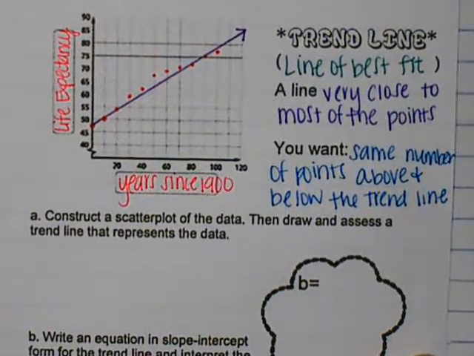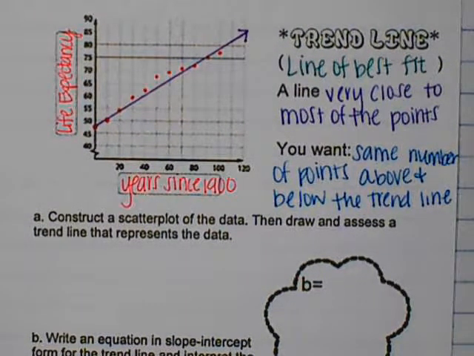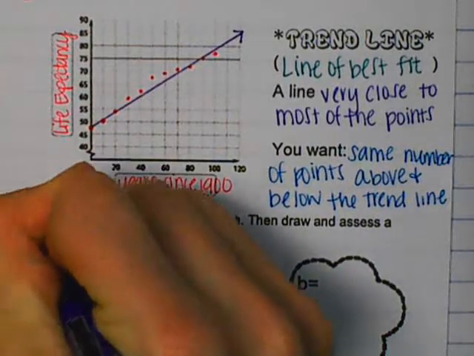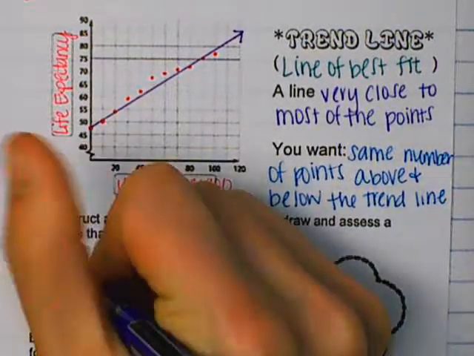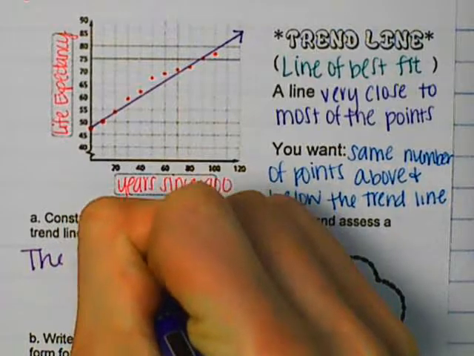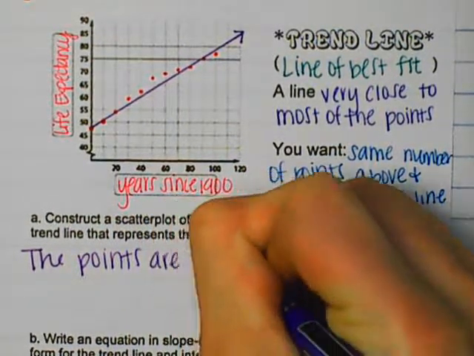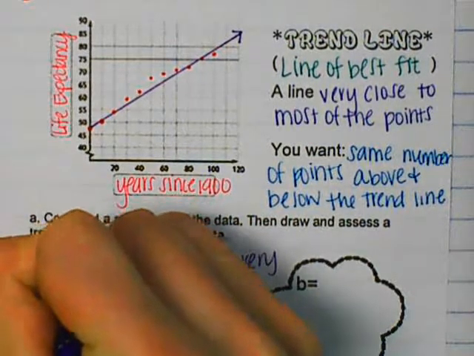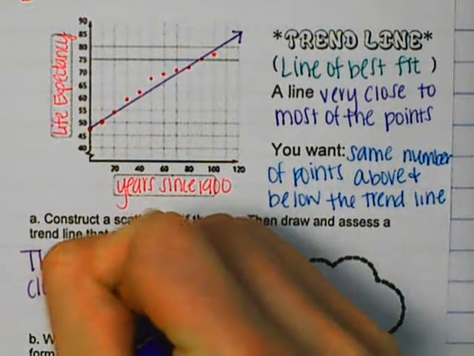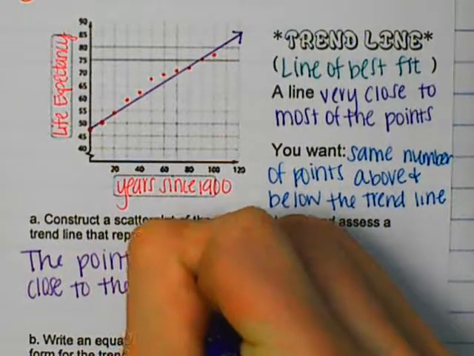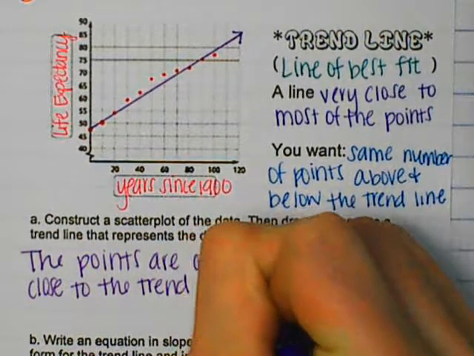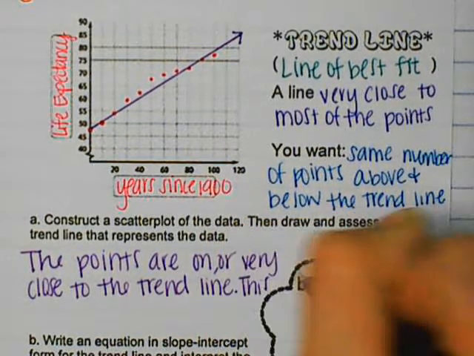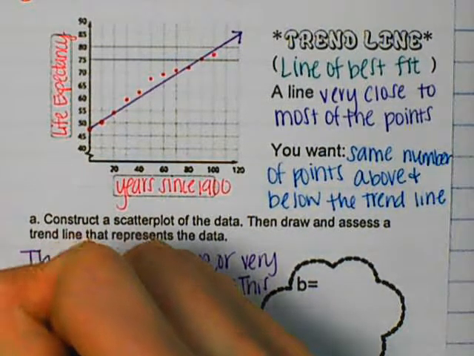So, look at A. Construct a scatter plot of the data. We did so. Then draw and assess a trend line that represents the data. So, based on the line that we just drew, the points are on or very close to the trend line. This is a good representation of the data.